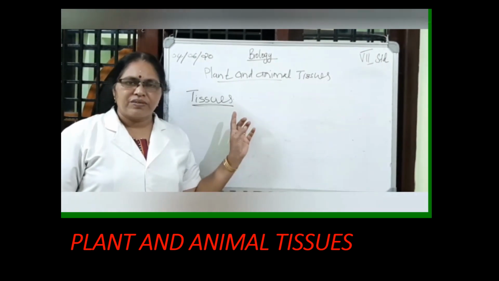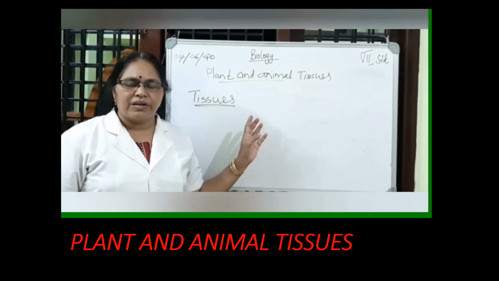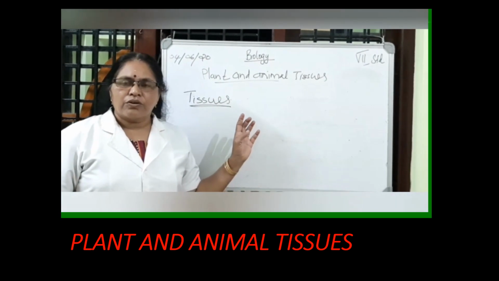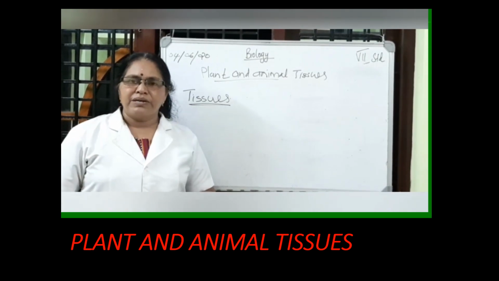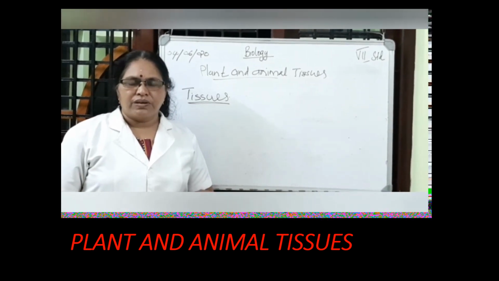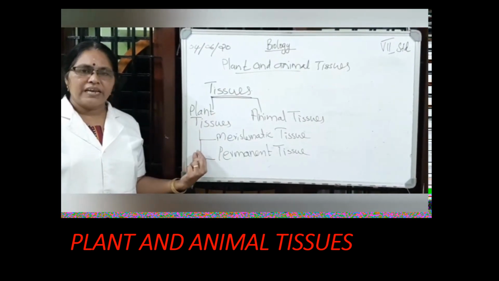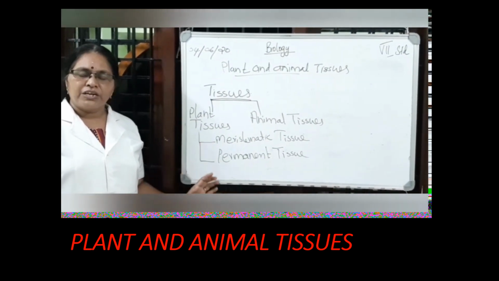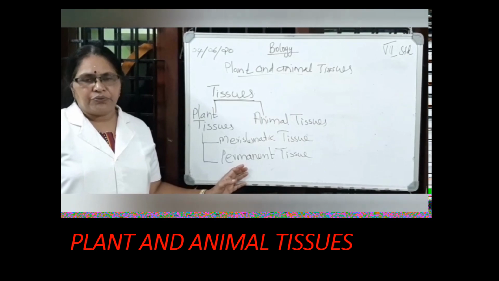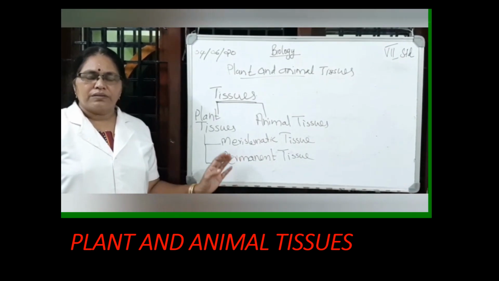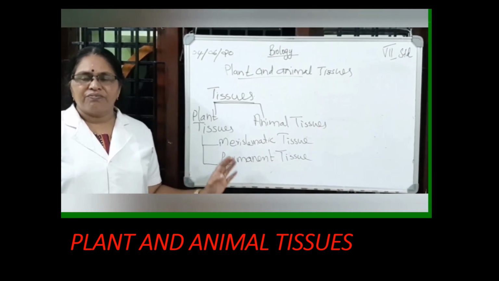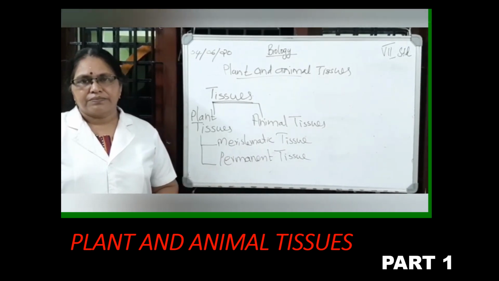Tissue is a group of similar cells which perform a particular function. There are two types of tissues, animal tissues and plant tissues. Let us study about the plant tissues. Plant tissues are basically of two types, meristematic tissue and permanent tissue. Let us study about these plant tissues with the help of an animation.